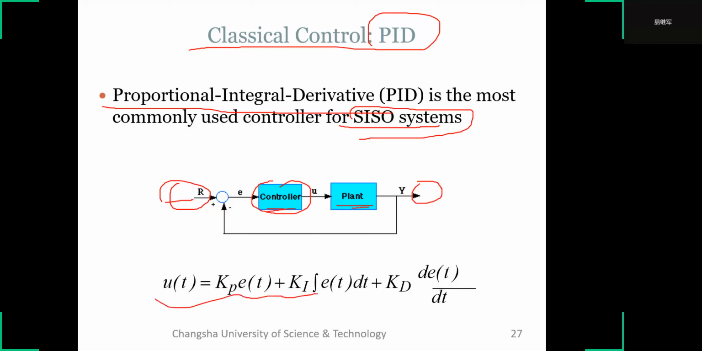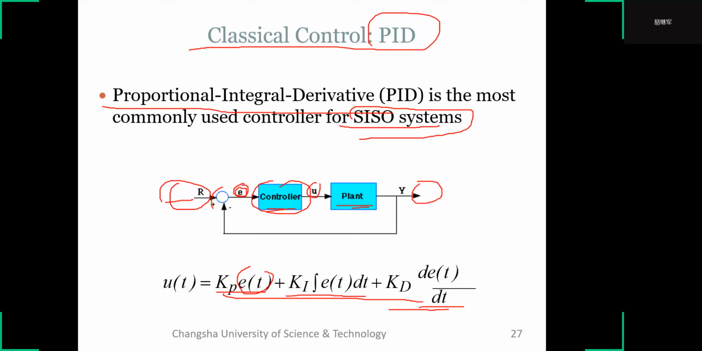This is the equation for the PID control. In the equation, e comes from the comparison with r. Kp is the proportional part. This is the integral part. This is the derivative part. These three parts put together give us the control signal u.